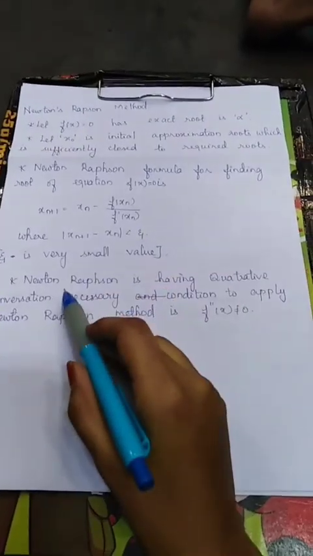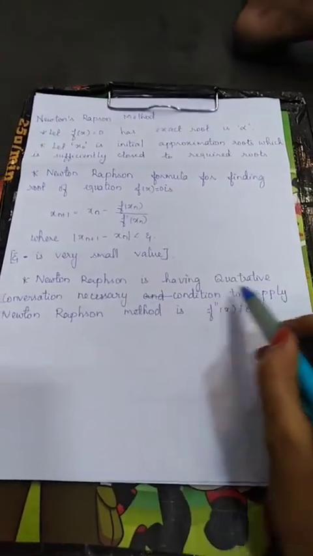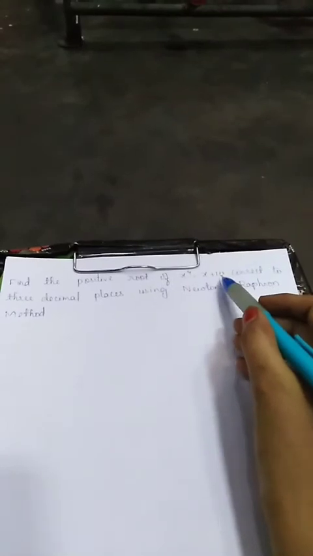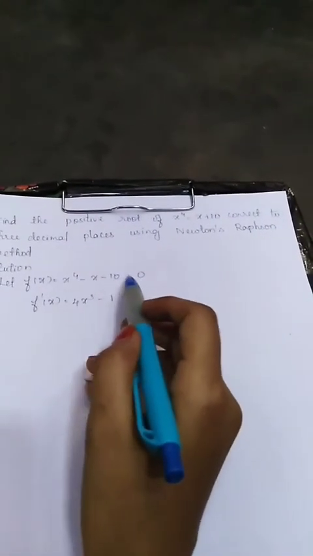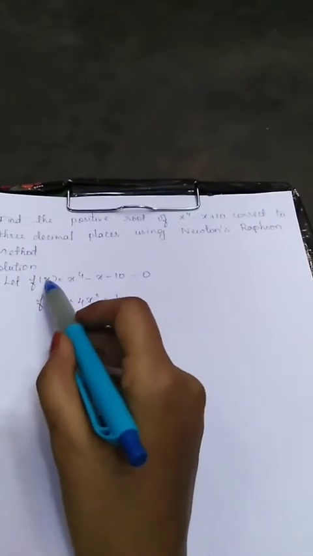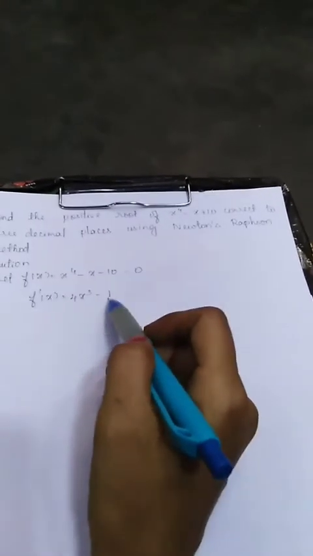Step 4: if f'(x) is not equal to 0, then apply the Newton-Raphson method. Solve the problem by using Newton-Raphson method. Find the positive root of x^4 = x + 10, correct to 3 decimal places, using Newton-Raphson method. Now we start to solve the problem. Let f(x) = x^4 - x - 10 = 0. Differentiating the given function with respect to x, f'(x) = 4x^3 - 1.